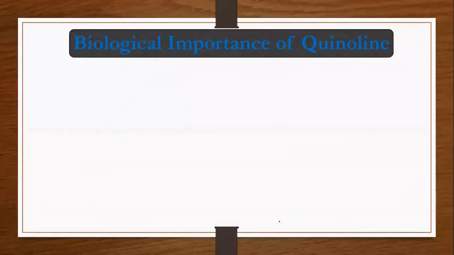Now, the question comes in mind, why we have to learn heterocyclic chemistry? Why we have to study pyrrole, furan, thiophene, pyridine, quinoline, isoquinoline, dioxane, pyrazine, imidazole, etc., etc. The list of heterocyclic compounds is very, very vast. I will explain the biological importance of these heterocyclic compounds.